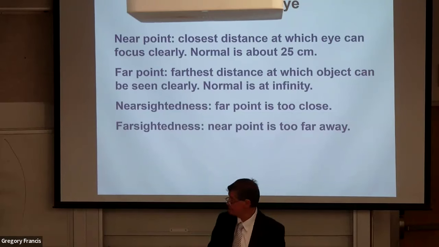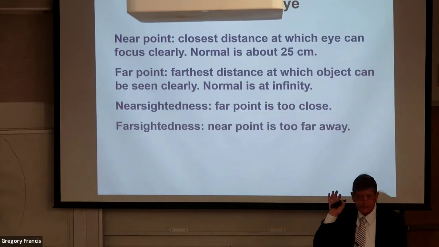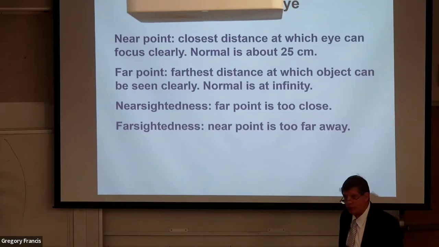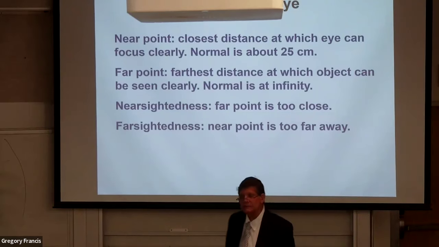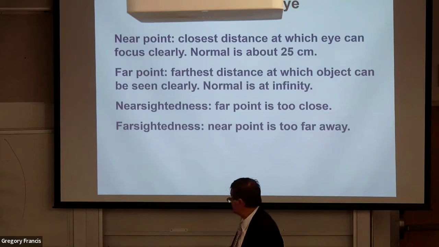Okay. Now, normal is about 25 centimeters. The far point is the furthest distance at which an object can be seen clearly, and normal is infinity. If you can look out at the mountains that are far away and they look all sharp and clear, good for you. Some people can't, okay?